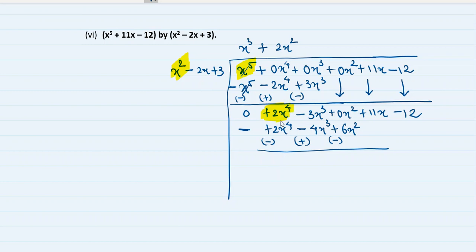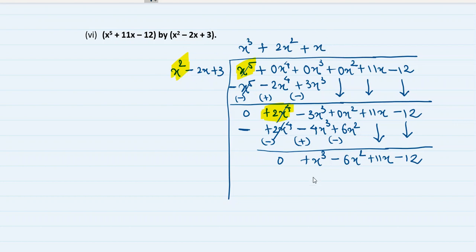So plus 2x raised to 4 minus 2x raised to 4 will get cut straight away. You get 0 over here. Minus 3x cube plus 4x cube will become plus x cube. 0x square minus 6x square will become minus 6x square. Plus 11x will come down, and minus 12 will be dropped down. x cube divided by x square. x cube divided by x square is plus x.